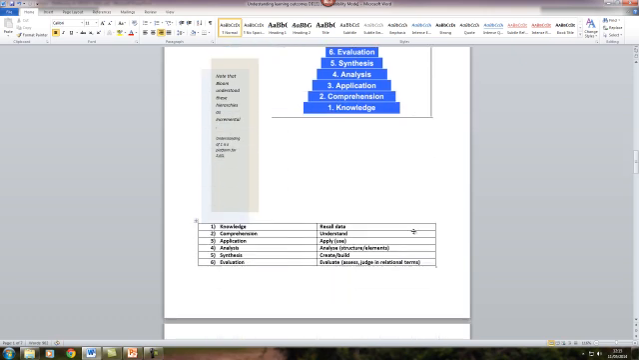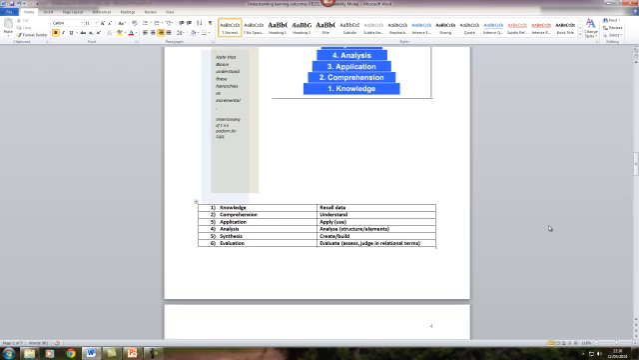Okay, now let's go to the cognitive domain now. This one here gives you little definitions of what each of these means. You see, with knowledge, it's only recall data. Whereas when you get down to synthesis and evaluation, you're being able to create and build and evaluate. These are higher level skills.